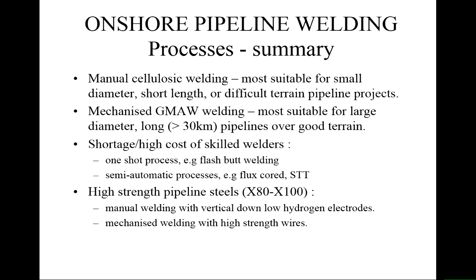High strength pipeline steels, we have to make bigger use of low hydrogen electrodes, because otherwise the difference between the yield stress and the ultimate tensile stress is so small, you've got very little in hand if you overload the system, and fracture properties from hydrogen embrittlement are a serious problem. Mechanised welding, though, is certainly capable.